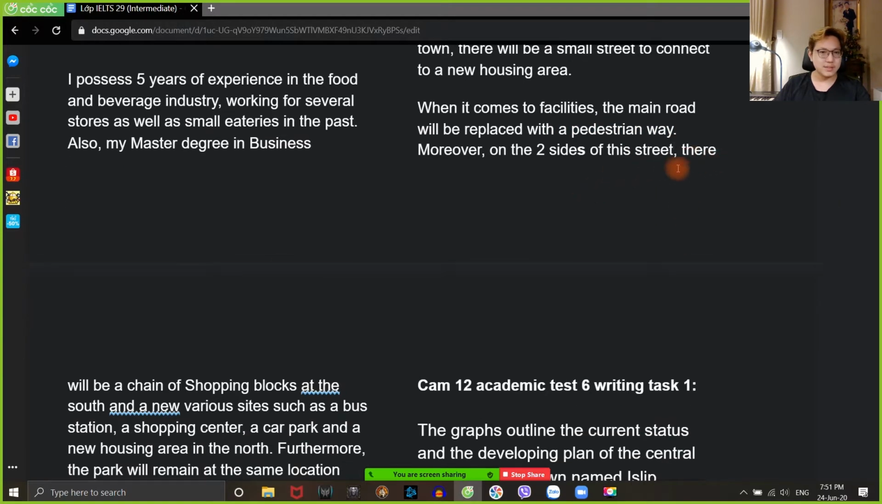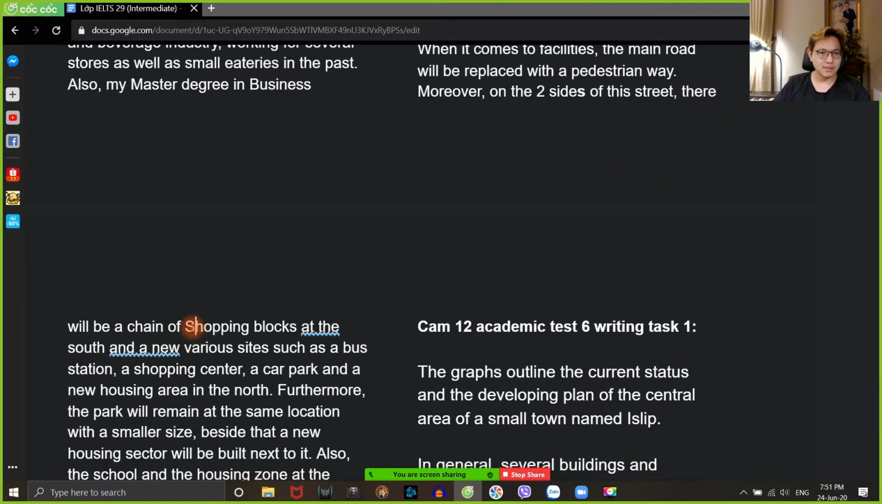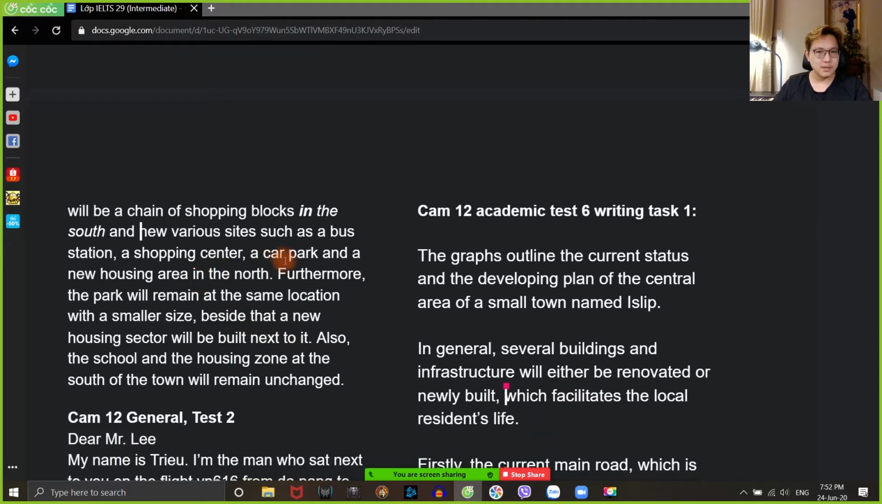On the two sides of the street, there will be a chain of shopping block. Không cần phải viết ngoài này. In the south, phải có at the south nha. In the south. Be careful, in the south. In the south and a new, và sites có số nhiều rồi nè, cho nên không có a rồi. And new various sites such as a bus station, a shopping center, a car park, and a new housing area in the north. Okay.